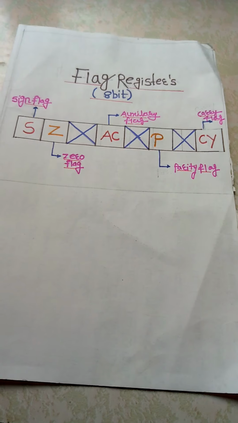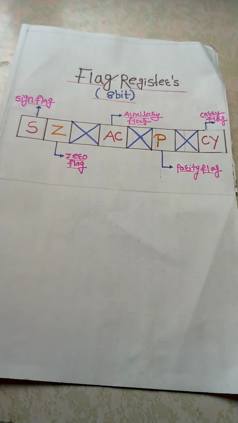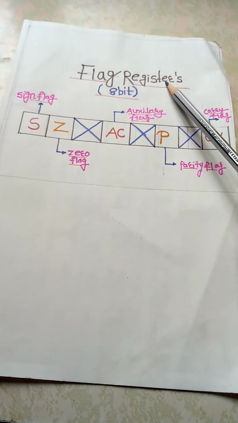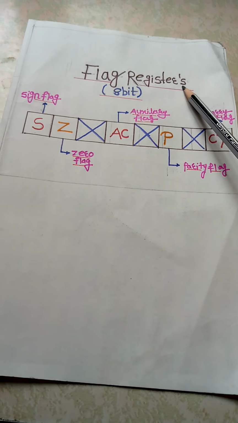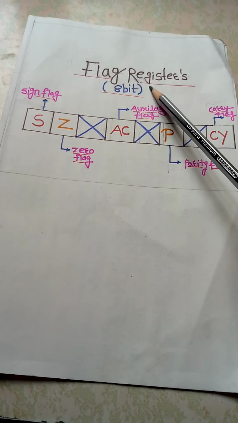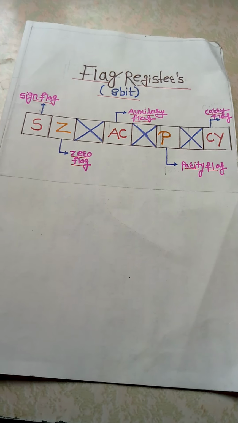If you take an example, if you have performed one operation with an output, 5 plus 5, but you don't know the current status of it, that status you can determine with the help of this flag register. So flag register is one type of register and it is 8-bit. Its work is to check the current status of your operation.